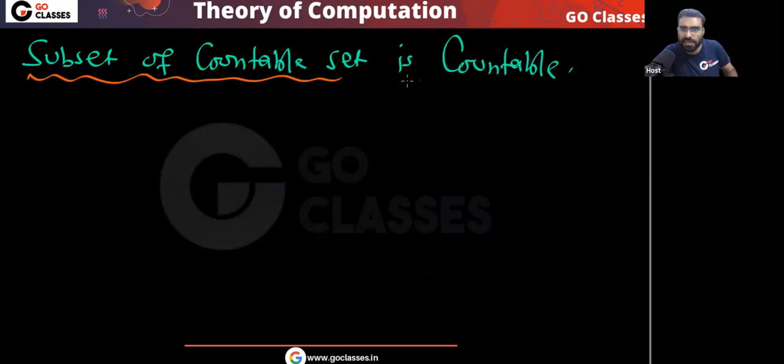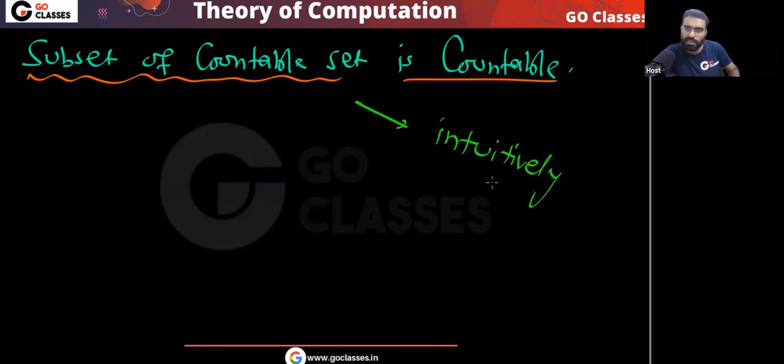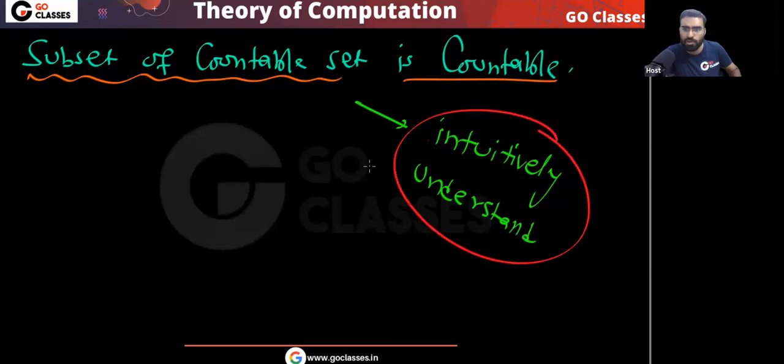See, this is very intuitive, that a subset of a countable set is countable. Any subset, if you take a subset of a countable set, that is countable. This is very intuitive if you notice. First of all, remember, this result is actually intuitive. You can intuitively understand that if you take a subset of a countable set, that definitely will be countable.